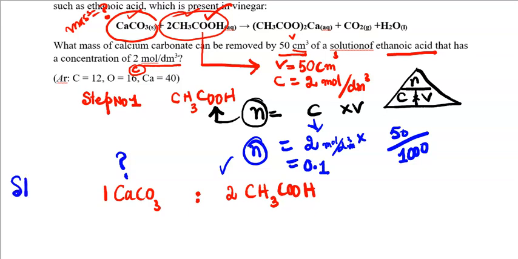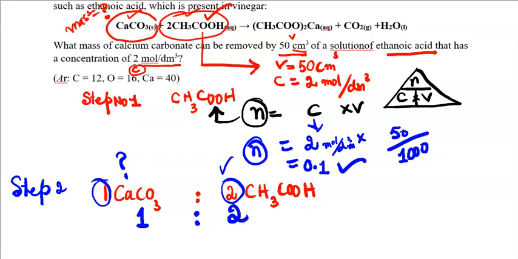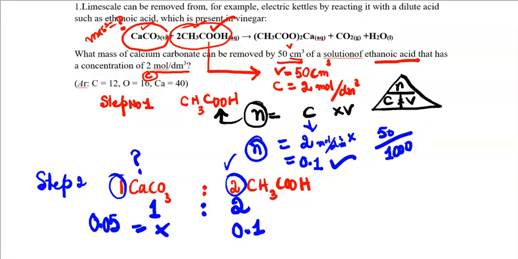But in step 2, you can only work with number of moles. Why? Because you are using the equation. So 2 ratio 1, right? These are the equation ratios you put here. What about the number of moles which you found from 50 cm³ of ethanoic acid? That is 0.1 mole of ethanoic acid. Now you would be able to find the number of moles of calcium carbonate, so that is 0.05 moles.